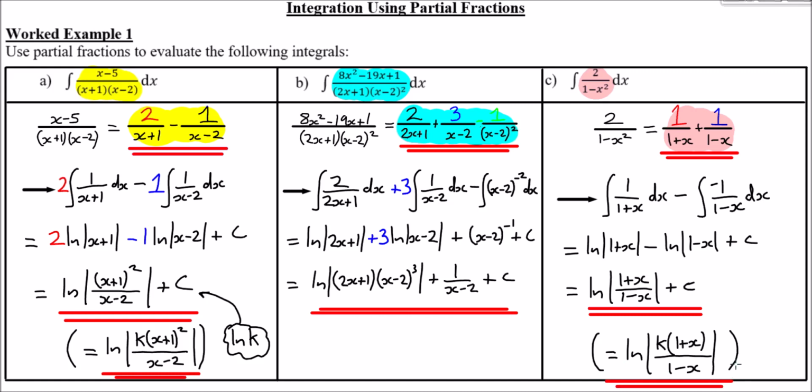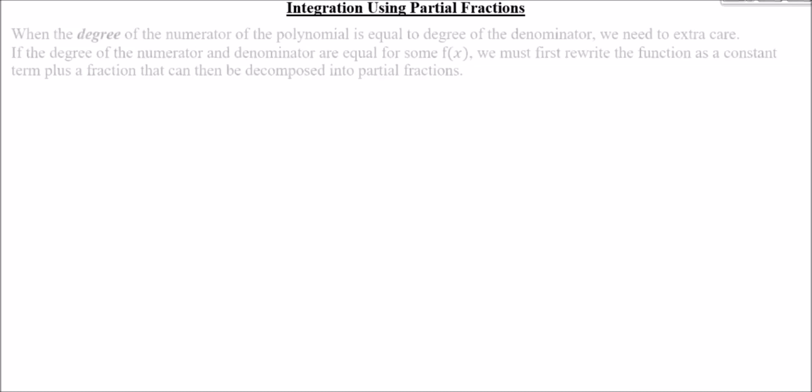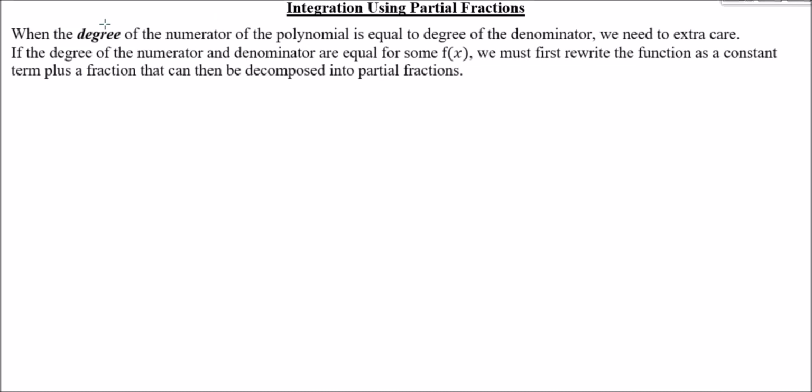So that's expressing and integrating using partial fractions part 1, if you like. But what about different fractions which we might need to use partial fractions to integrate? So, what about when the degree of the numerator of a polynomial is equal to the degree of the denominator? So when that happens, if you've got something, for example, squared as the numerator and the denominator is also something squared, or they're both cubed on the numerator and the denominator, we need to take extra care.